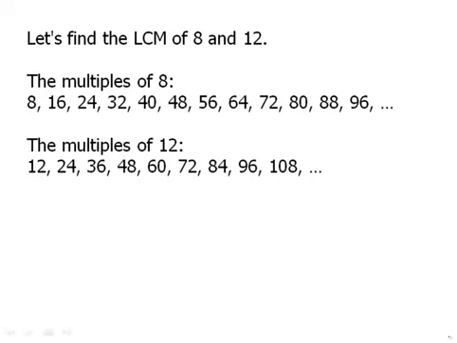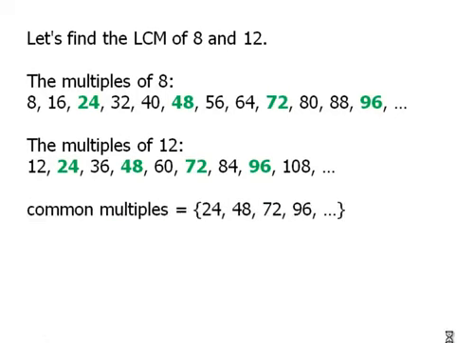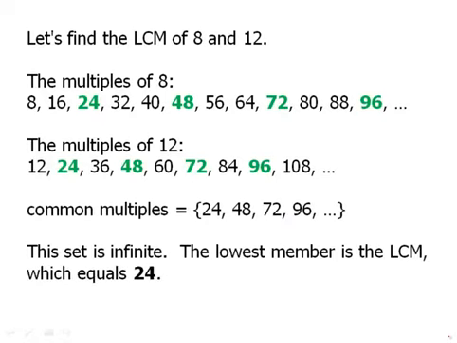Notice that there are some numbers that appear on both lists. They are the common multiples, the multiples that 8 and 12 have in common. We can separate those out and put them on a separate list. These are the common multiples, the multiples that both numbers have in common. That list, of course, is infinite. The lowest member is the least common multiple, which equals 24 here. 24 is the least common multiple of 8 and 12.